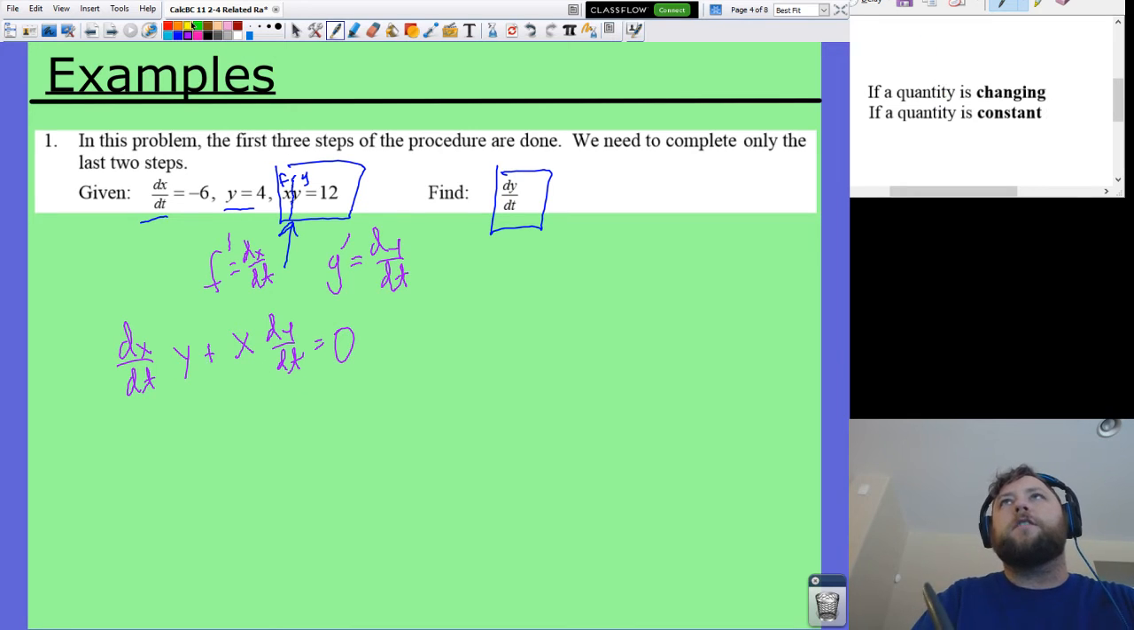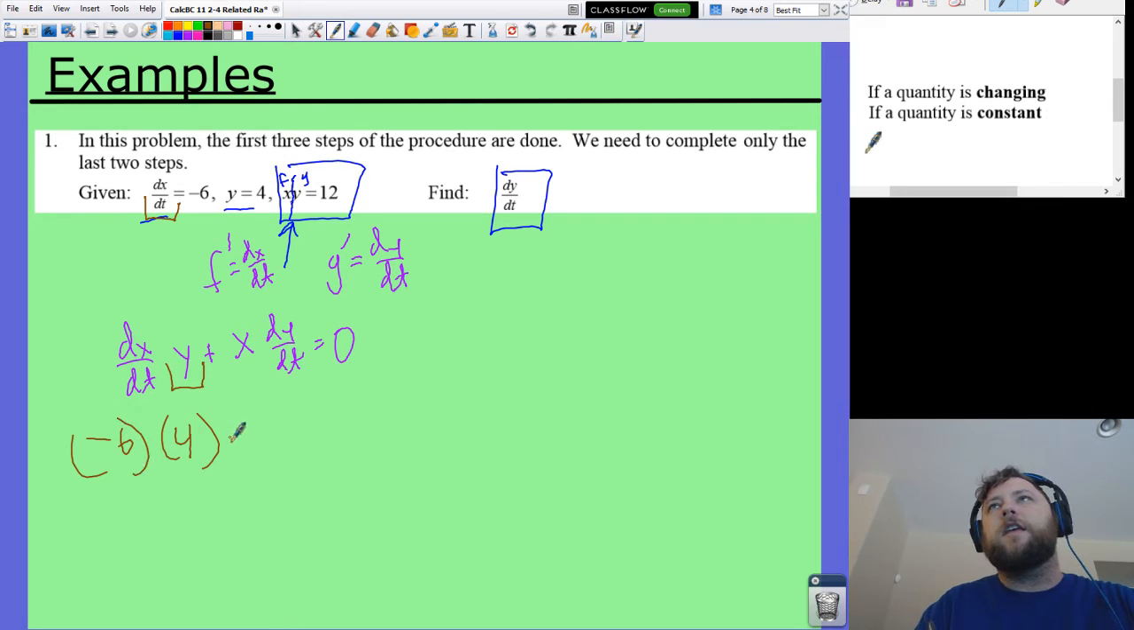Sweet, I differentiated. So let's start plugging in. I know y equals 4, so I can plug in 4 for this. I know dx/dt equals negative 6, so I can plug in times negative 6 for this. And I want to find my dy/dt. But what does x equal? Well, we're not told what x is. But since we know y is 4 and x times y is 12, I can say x times 4 equals 12. So that means x has to equal 3.